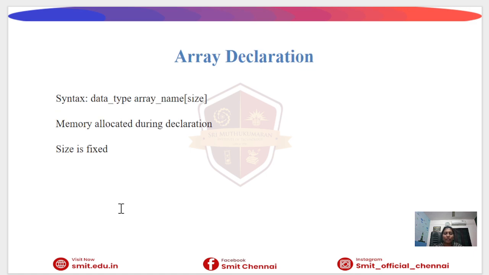Next is array declaration. When we declare an array, we are telling the system three things. The first is the data type: what type of data we are storing. Next is the array name: what name we are giving to the array. And the third is how many values it can hold, which goes in the square brackets. These three important things you have to keep in mind.